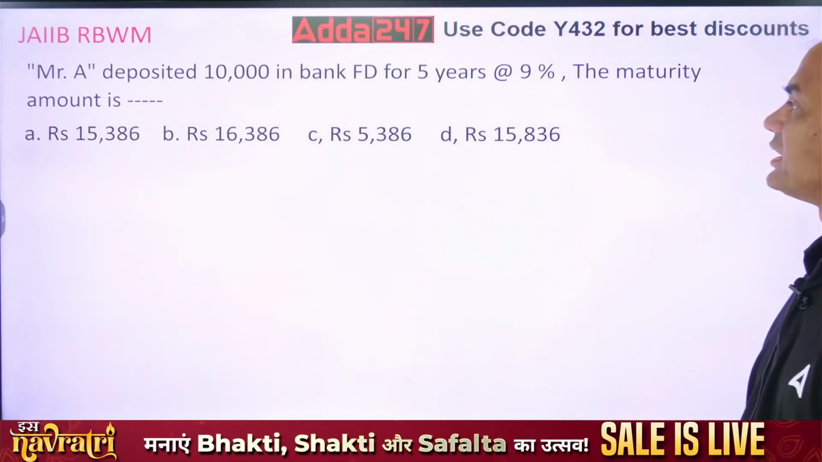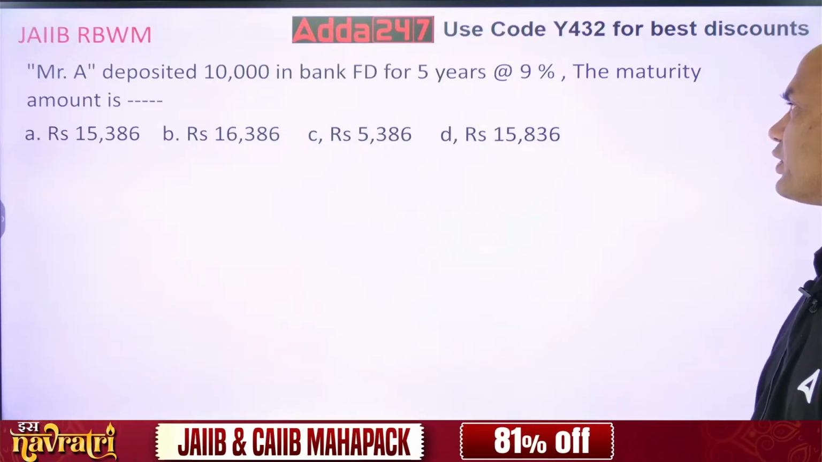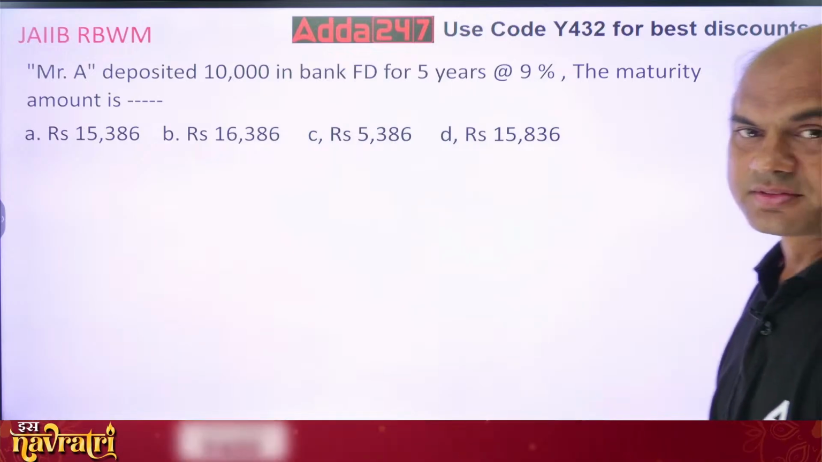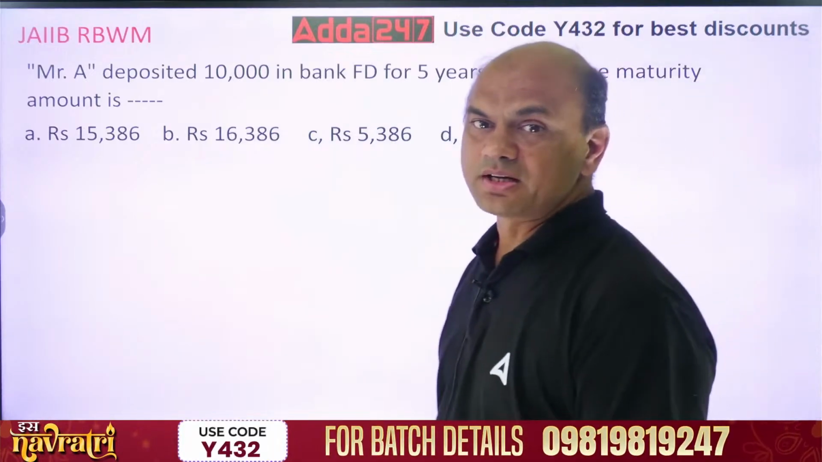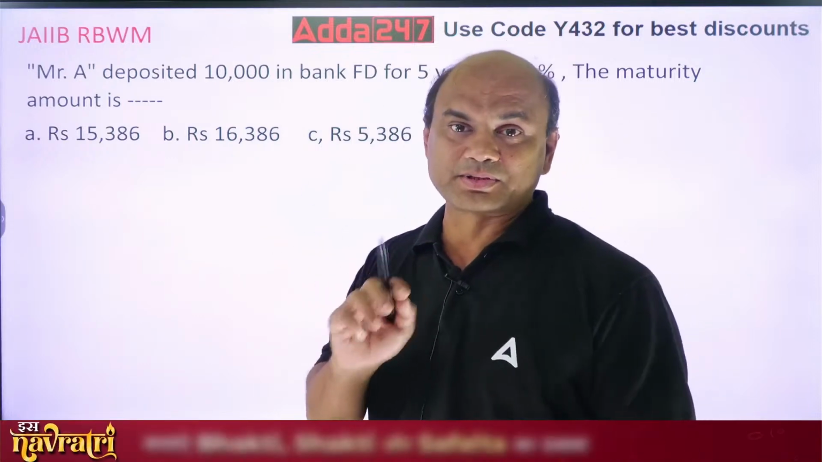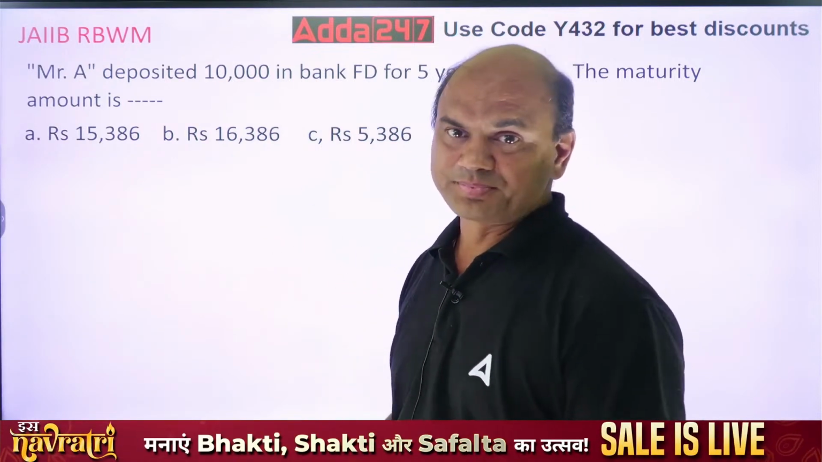Mr. A deposited 10,000 in a bank FD for 5 years at 9%. The maturity amount is? See, Mr. A has deposited 10,000 for 5 years, a single lump sum. This is called a lump sum FD or lump sum amount.